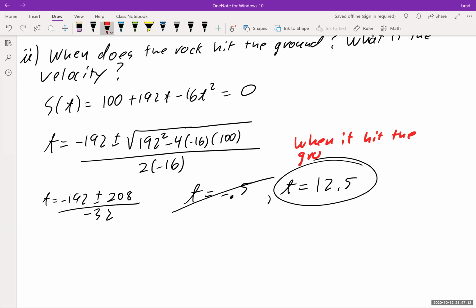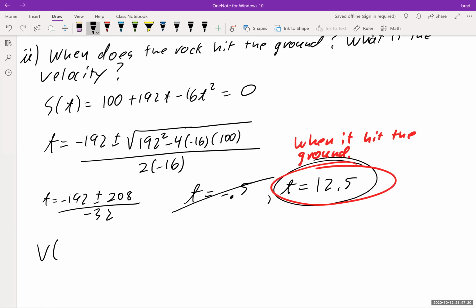Okay, so we got our 205. Now they want to know how fast it was going. So what am I going to use to figure that out? Hopefully you're thinking in your mind right now that, well, I know the velocity function will tell me how fast something's going.